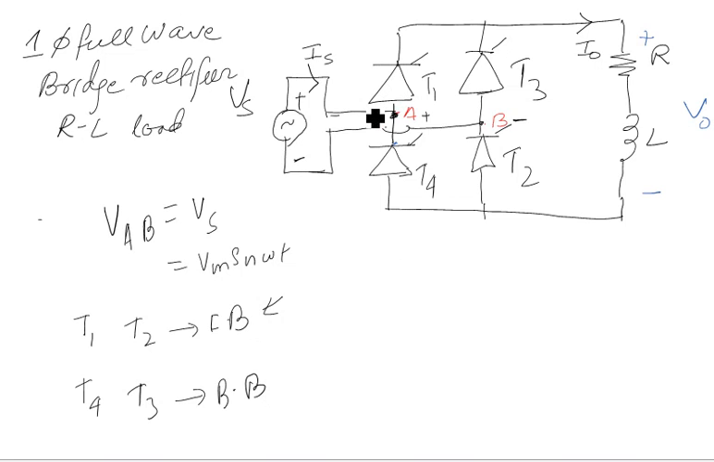When you give gate pulse to T1 and T2, the current will start flowing. Is will come through T1, go to the load, and through the load it will go to T2 and come back to the source like this. This is the current direction. So Is and I naught have the same direction during the forward bias condition, when VAB is equal to Vs.